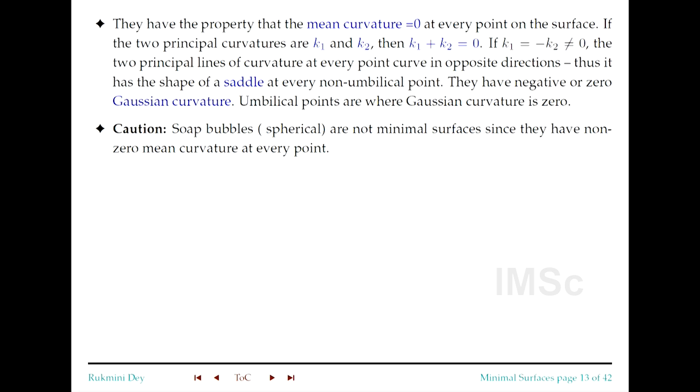And they have negative or 0 Gaussian curvature. Umbilical points are where the Gaussian curvature is 0. Soap bubbles, however, are not minimal surfaces. They have constant mean curvature at every point, not 0 mean curvature, but non-zero constant mean curvature. And they are actually part of this huge topic called integrable systems. The constant mean curvature surfaces are much harder to describe. The sphere and cylinder are very simple examples.